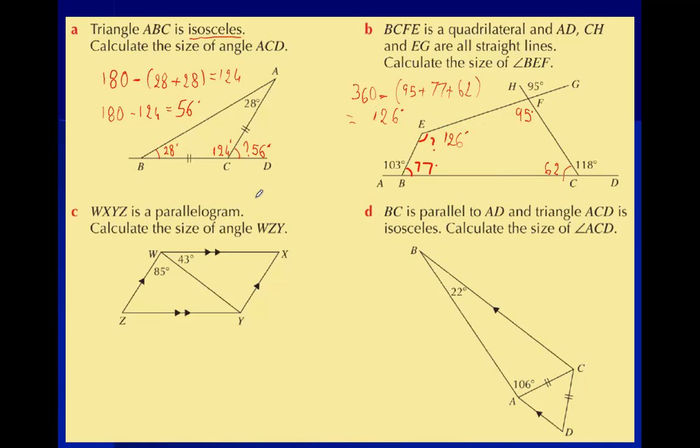You see, when I get 126, I can see straight away this is bigger than the right angle. So it makes sense, and it's less than 180. So that's how you would find B.